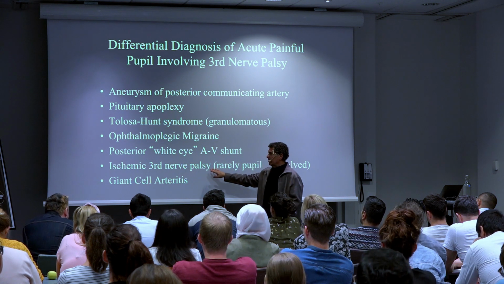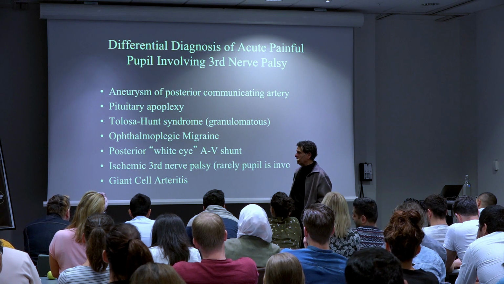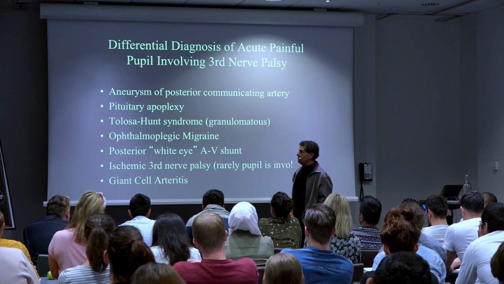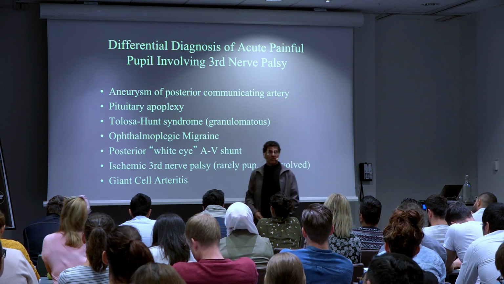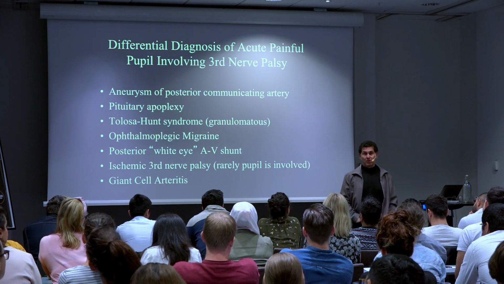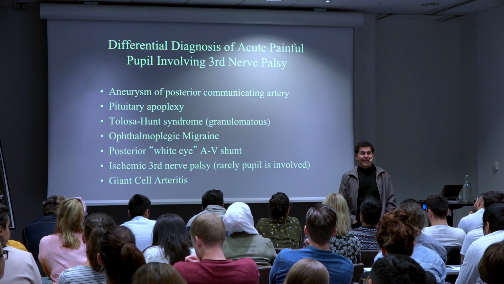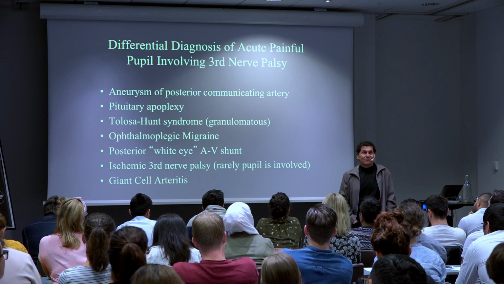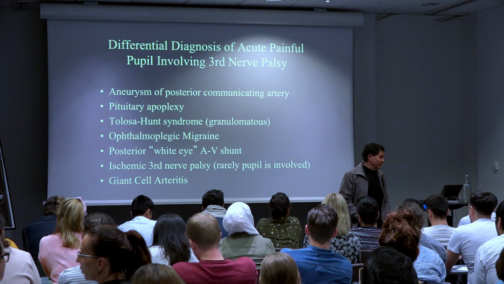Rarely an ischemic third nerve can be painful and have pupil involvement. We don't talk about it much because we don't want you to dismiss it as an ischemic third when you have these other more serious problems. And then giant cell arteritis can do this too. Isolated pupil involving third nerve from ischemia to the third nerve, but it's more like an infarct almost because it's not just ischemia, it's usually granulomatous thrombosis of the vessel going to the third nerve.